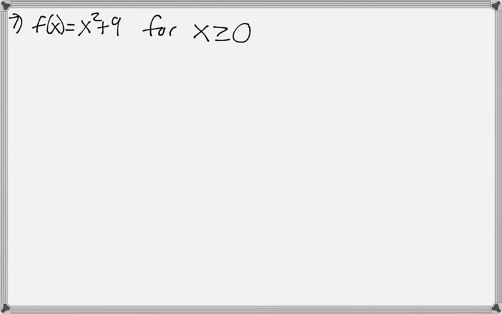Number 7, we're trying to find the inverse of x squared plus 9, and you'll notice that we have this stipulation here that it's for x is greater than or equal to 0. Now this is not involved in the math, but it is needed to make my original function one-to-one. And kind of like we talked about before, if your original function is not one-to-one, if it does not pass the horizontal line test, then your inverse function will not pass the vertical line test.